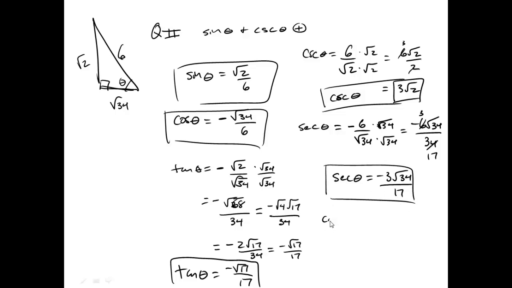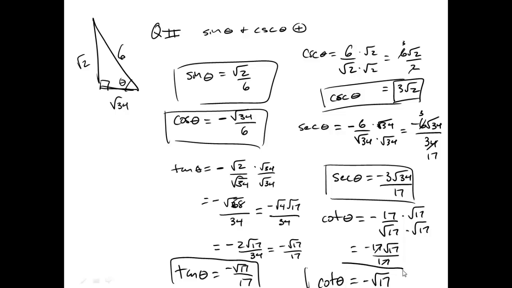And then for cotangent theta, get that by taking the reciprocal of tangent, so this will be a negative 17 over root 17. If you rationalize this, multiply by root 17, both the numerator and denominator, it's going to be equal to a negative 17 root 17 over 17. And the 17s are going to cancel, so you're left with negative square root of 17. And that's cotangent theta. Alright, so then we got them all.